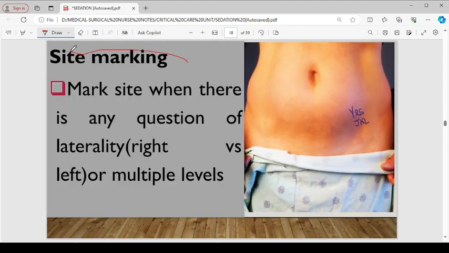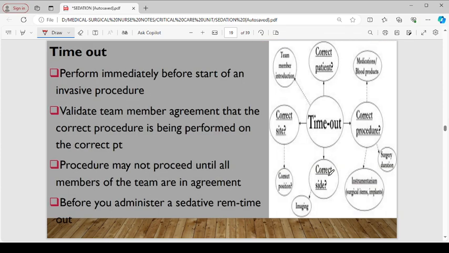So site marking is very important. You have to mark the site when there is any question of laterality, right or left, or multiple levels. Here you have our site that has been marked for that case.